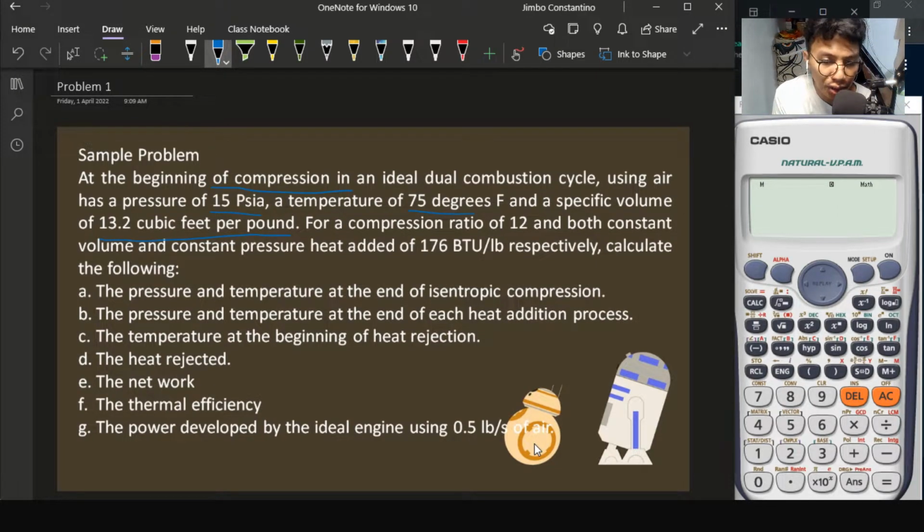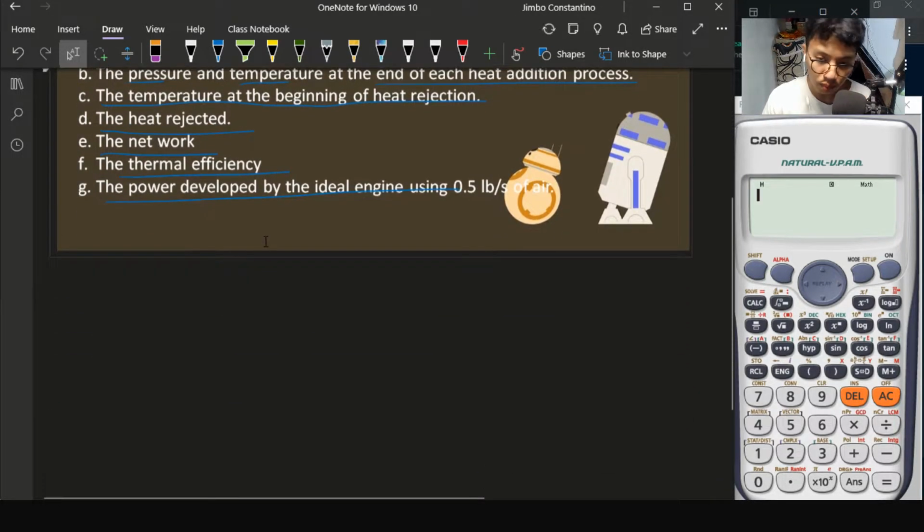For a compression ratio of 12, and both constant volume and constant pressure heat added is at 176 BTU per pound, meron tayong constant pressure, constant volume, heat addition. Bawat isa, 176. So calculate the following: the pressure and temperature at the end of the isentropic compression, the pressure and temperature at the end of each heat addition process, the temperature at the beginning of heat rejection, the heat rejected, network thermal efficiency, and the power developed by ideal engine using 0.5 pound of air. So, ito na. Solve na natin.